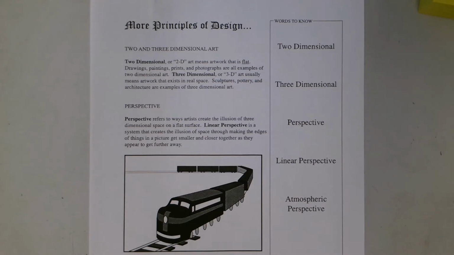Perspective refers to the way artists create the illusion of three-dimensional space on a flat surface. It is a system that creates the illusion of space through making the edges of things in a picture get smaller and closer together as they appear to go further in the distance.